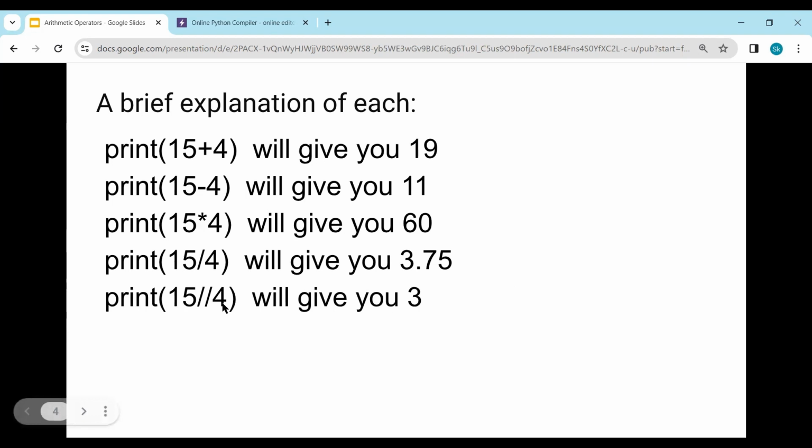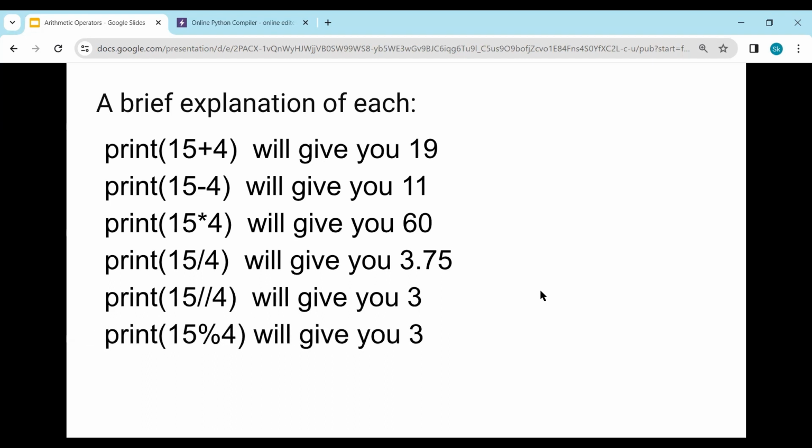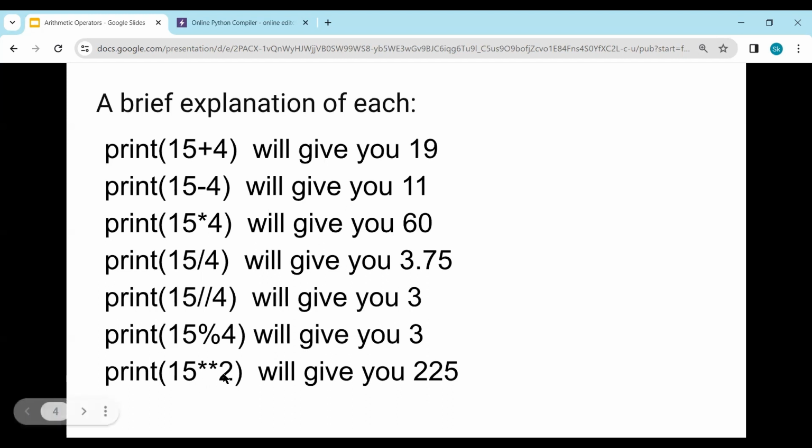Next is 15 floor division 4. Basically this division gives you only the integral part of the division and will not give you the fraction part. So if you are interested only in this part, you use the floor division. And finally, this is 15 mod 4, modulus 4, which gives the remainder. So you can see 4 3s are 12. So 15 minus 12 is 3. So this is the remainder. And 15 to the power of 2 will give you 225.